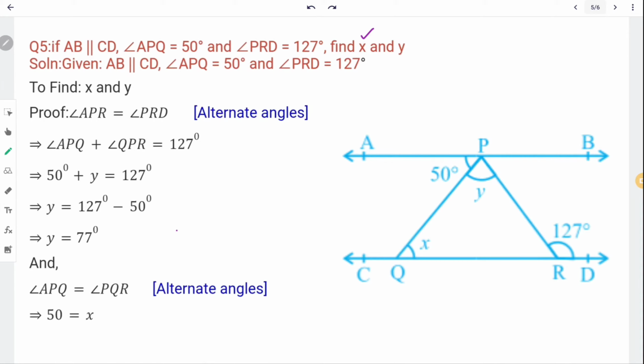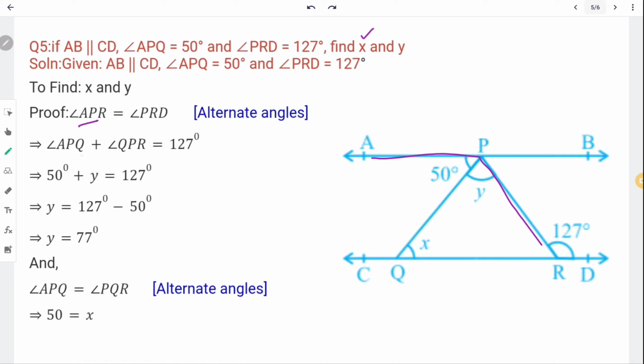All right, now when you look at everything, APR equals PRD. Okay, so when you look at APR, this whole angle here should be equal to this angle. Why? Because they are alternate angles. Now once we're done with that, if you look at APR, can you see it is made of two angles, this plus this angle? When we add these two, we get the entire angle here, right?